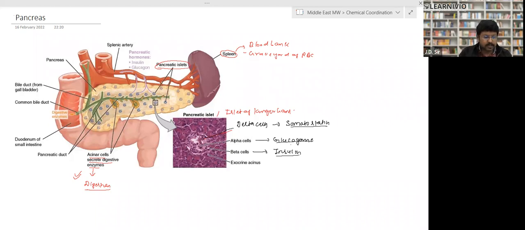It lies inferior to stomach. Full stop. Islet of Langerhans, named after their discoverer. These produce endocrine secretion.